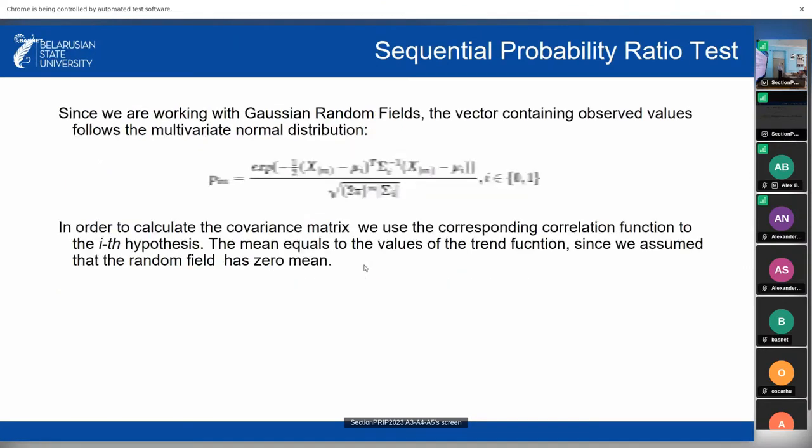Since we are working with Gaussian random fields, it is quite simple to get the probability ratio, since we can use the multivariate normal distribution density function to calculate the probability. But this function uses the vector of means and the covariance matrix. To define them, we can use our hypothesis, meaning the mean will be equal to the value of the trend function, since the random field has zero mean, and the covariance matrix can be calculated using the covariance function.